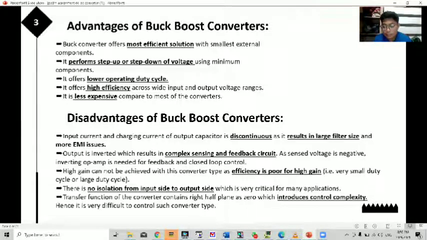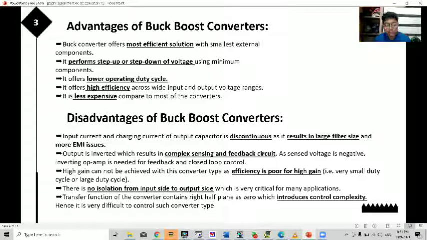As the sense voltage is negative, an inverting op-amp is needed for feedback and closed loop control. And our fourth point for the disadvantages of the buck boost converter is that there is no isolation from the input side to the output side, which is very critical for many applications.